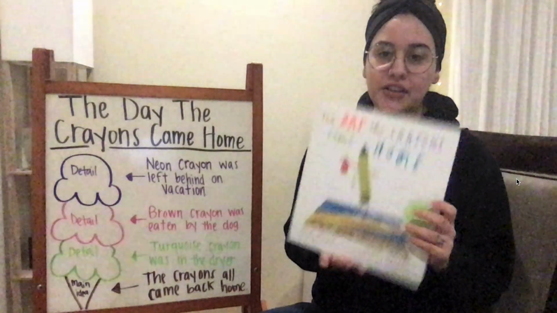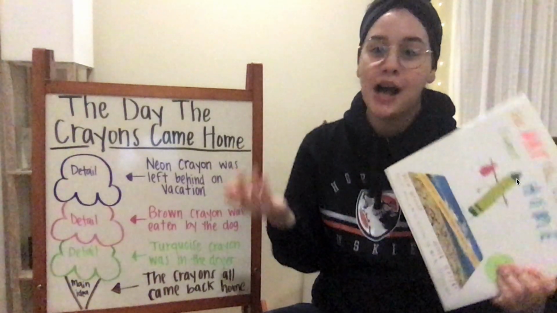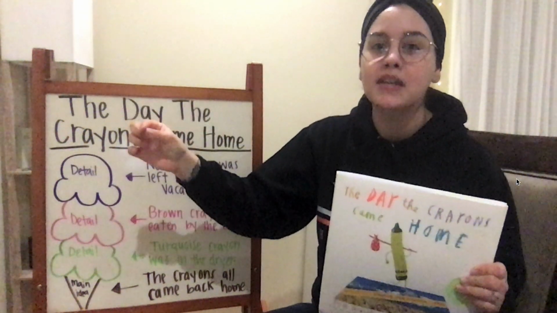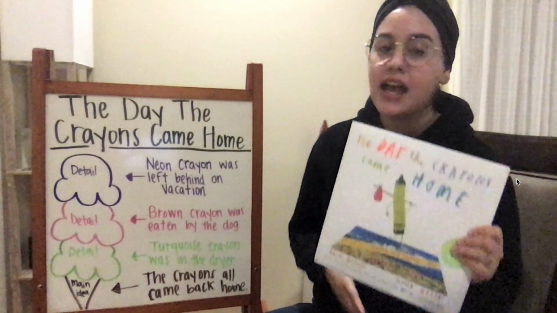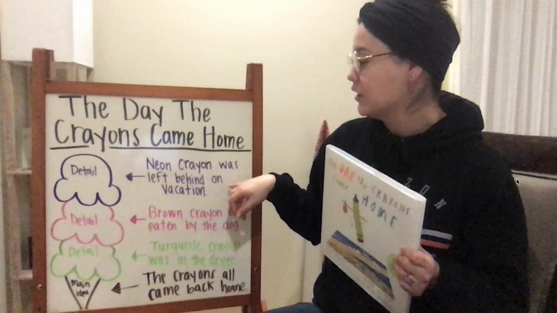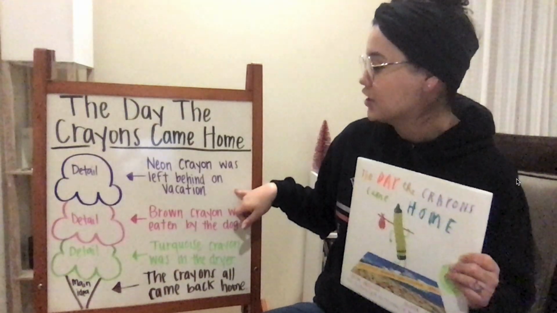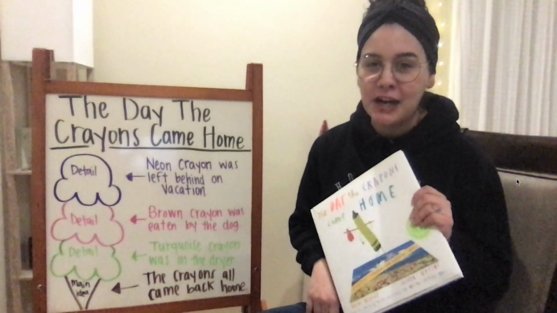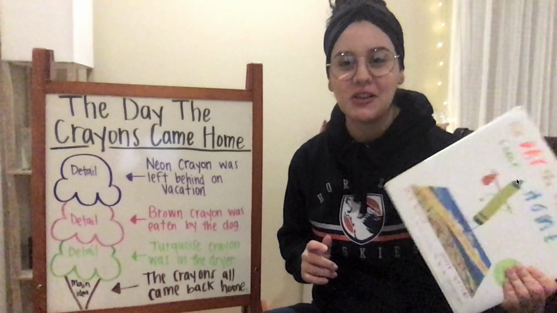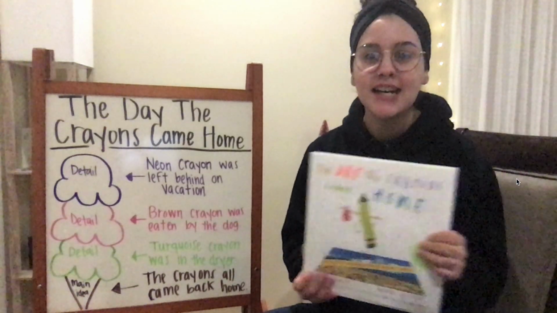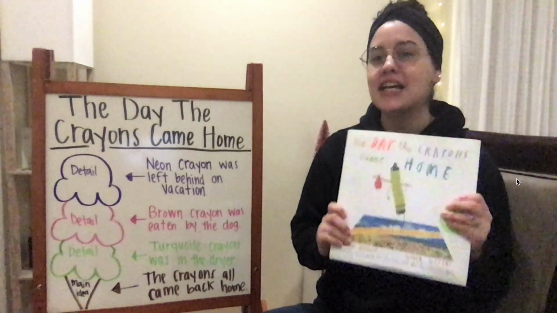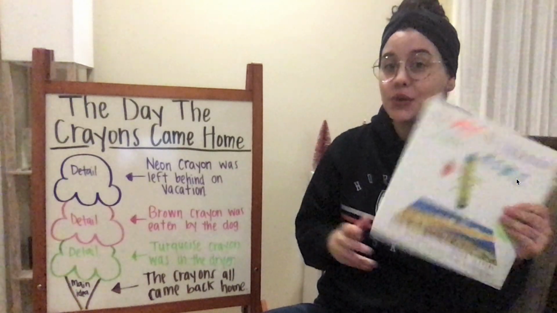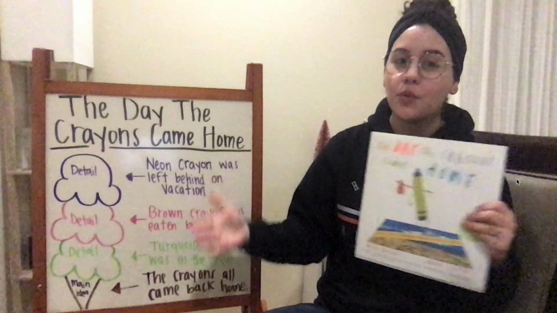So the little details along the way, the crayons didn't just pop up at Duncan's room or in Duncan's house. There were a bunch of little things that happened all the way until the end of the story. And those little things that were happening were that the neon crayon got left behind on vacation, the brown crayon was eaten by the dog, the turquoise crayon was in the dryer. I think that the orange crayon and the yellow crayon got melted together by the sun. So those are all the little tiny details that happened in the book. But the main idea, the big picture, what this story is about, was that the crayons were all coming home.